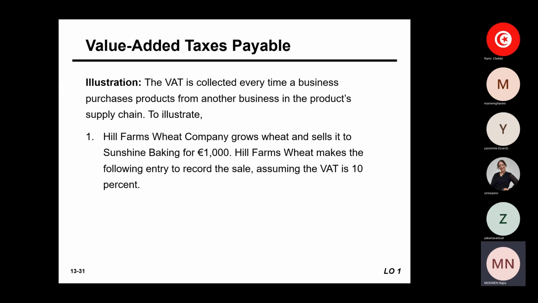So when I will be selling, I will also be collecting value added taxes from another business or another consumer in general. And of course, as I said, at the same time, I have collected value added taxes and also paid value added taxes. So what I should remit is only the difference between what I collected and what I paid.